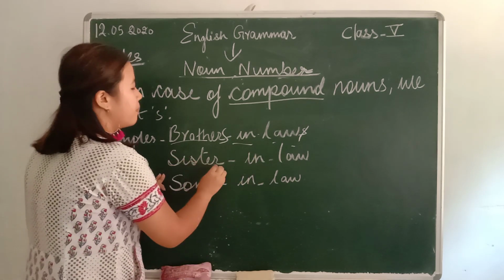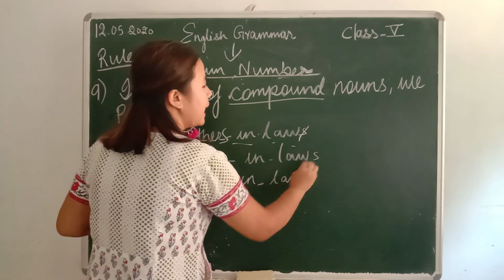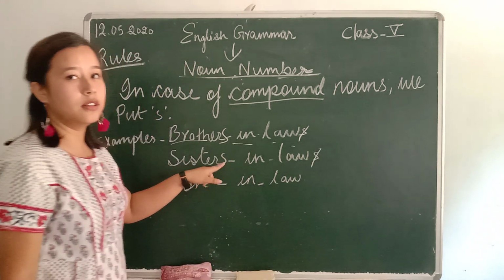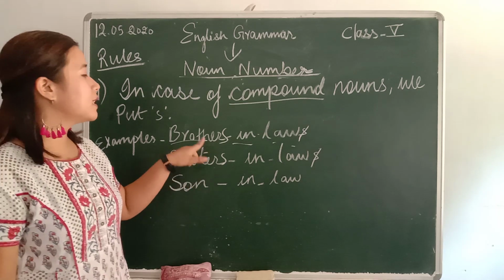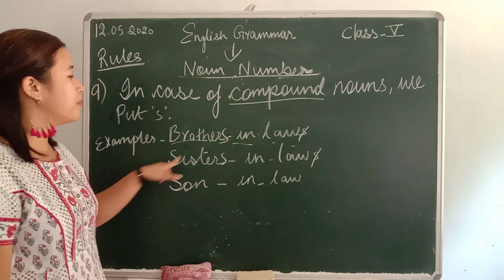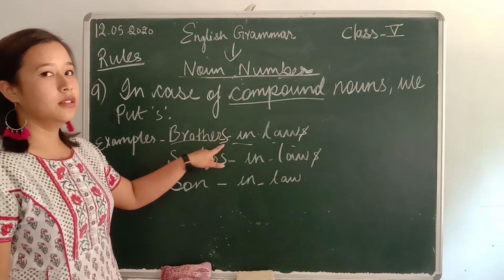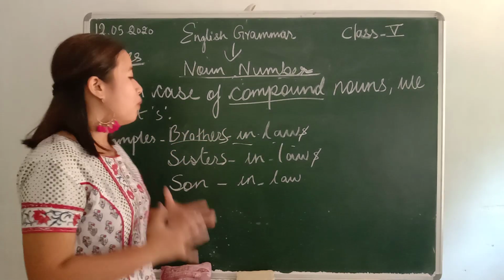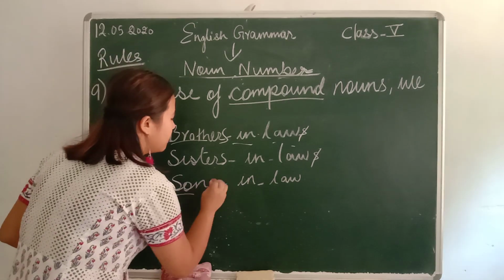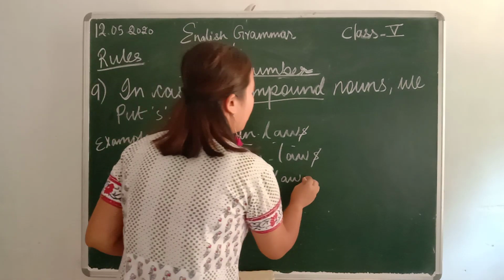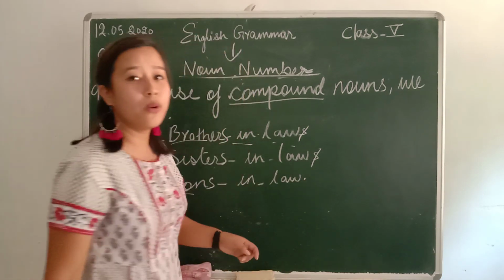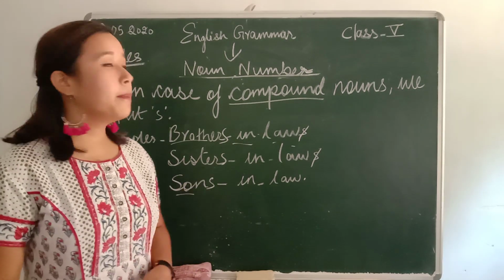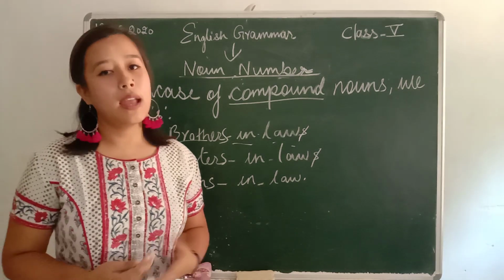In the same way, sister-in-law, we will not put S here, but we will put S here. To change singular into plural, we put S here. So compound nouns are those that have more than one word. So son becomes sons-in-law. I hope you have understood the rules of making singular into plural noun. Thank you very much.